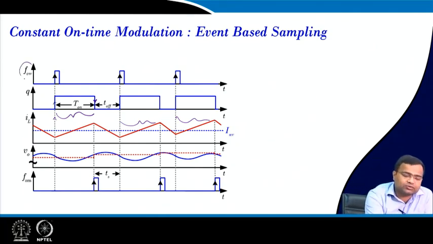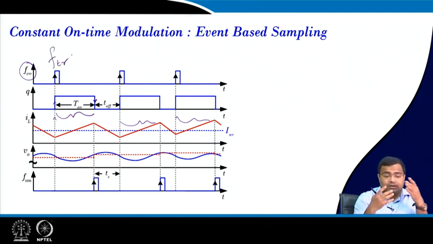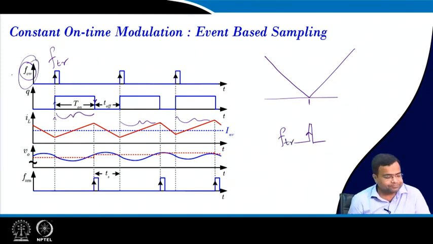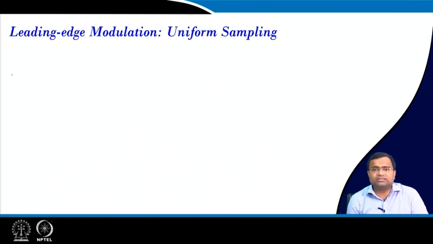So again, this is not a switching clock, it is a trigger clock, because this trigger clock is enabled when the monoshot timer is enabled. That means when the current will touch the valley current. So this is the event which will generate this trigger pulse. This trigger pulse will be enabled here. So this trigger pulse. Leading edge modulation.